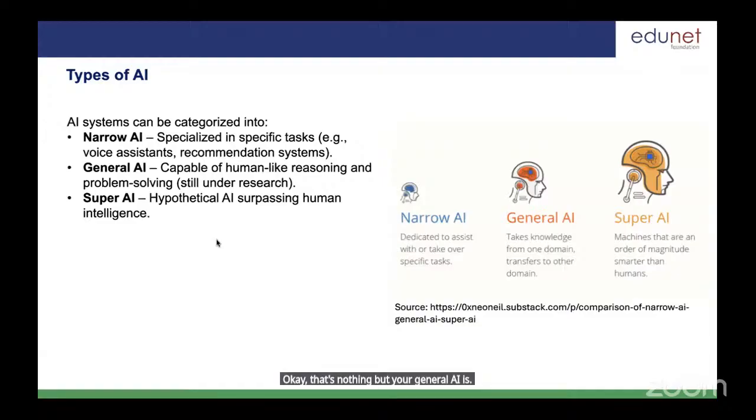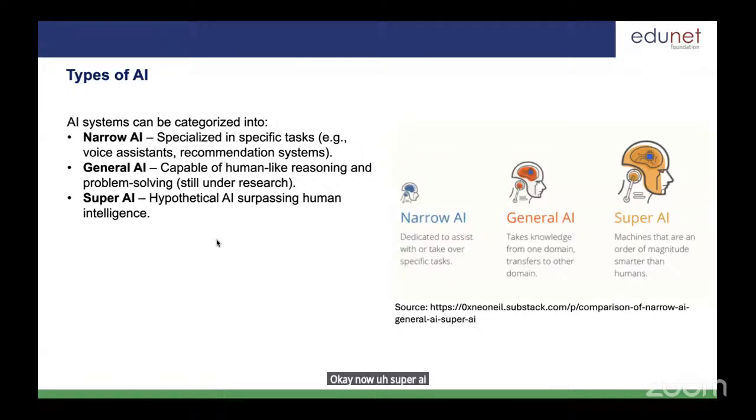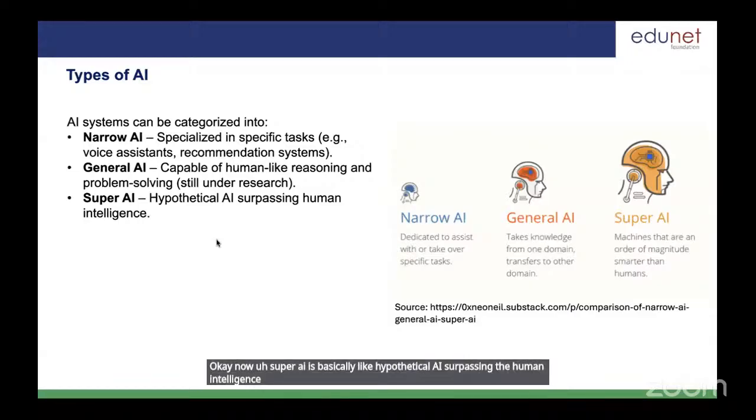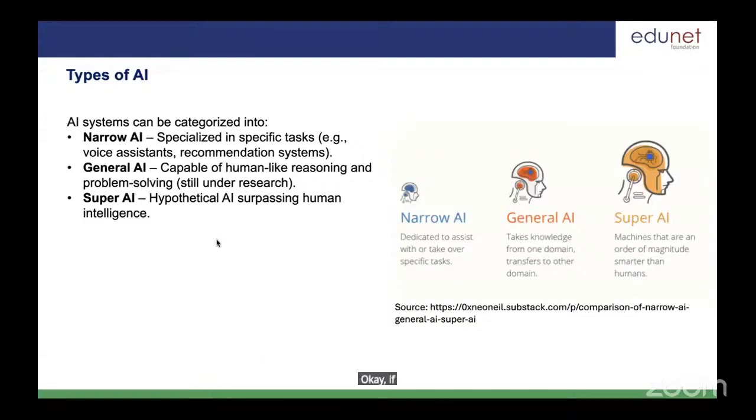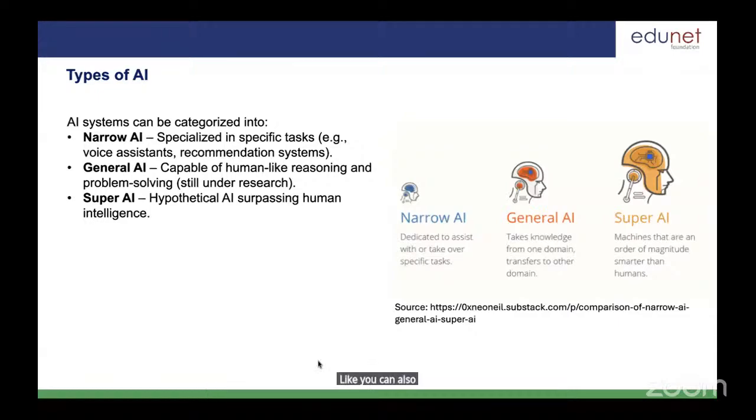Then we have one more type of AI, that is super AI. Super AI is basically a hypothetical AI surpassing human intelligence, which has a magnitude of being smarter than the human brain. That's nothing but super AI. If you consider one example, if you have watched Marvel, in Iron Man we have Jarvis, right? So a similar kind of thing. You can also consider fiction movies. Those are the three types of AI. Yeah, Atlas, exactly. You can consider that one as well.